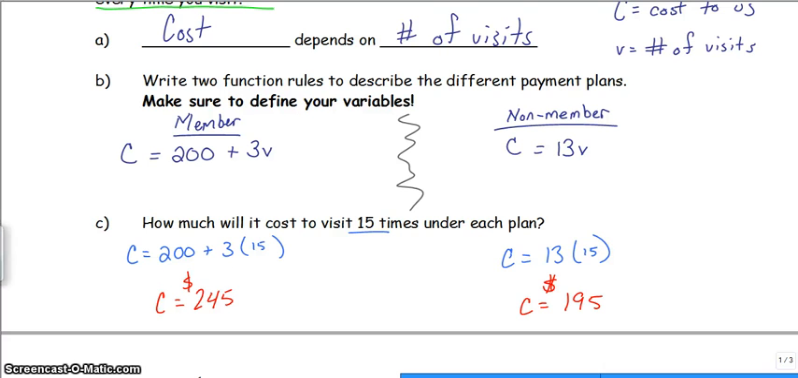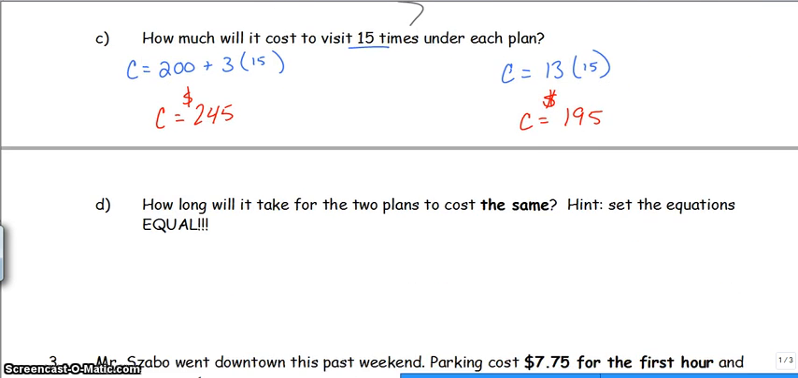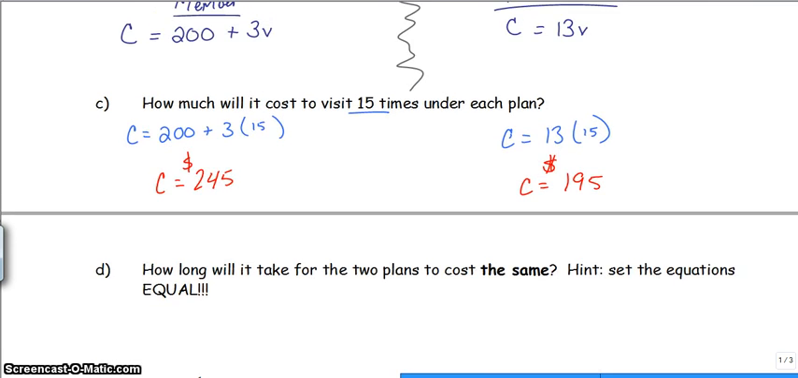Okay, hopefully you paused and you were able to calculate those, and we should see that if I'm a member, the cost is $245. If I'm a non-member, the cost is $195. So in this scenario, if I know I'm only going to visit 15 times, it makes much more sense to not become a member. I'm going to pay a lot less money. Go ahead and flip to the next page. We've got one more question that uses these function rules.